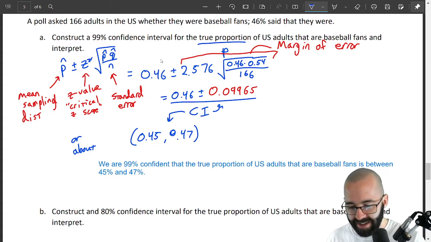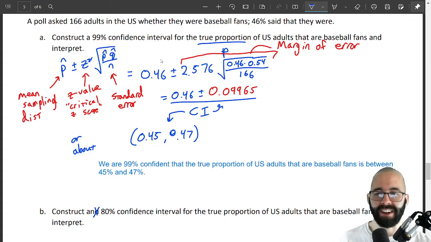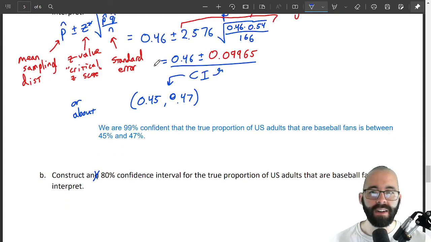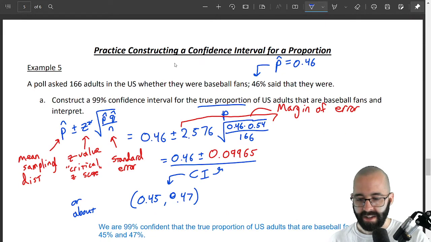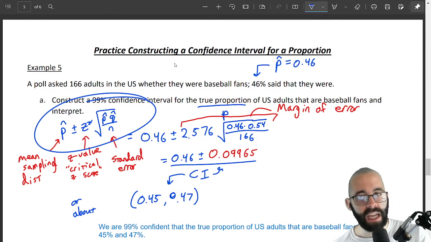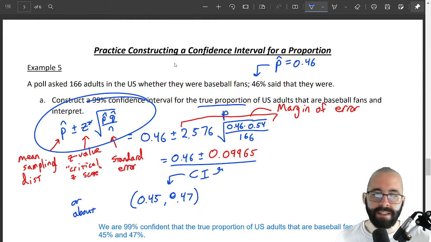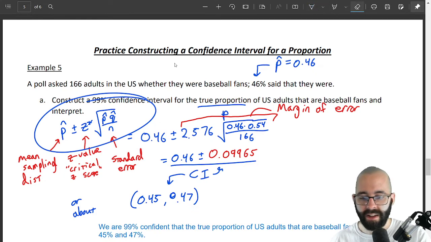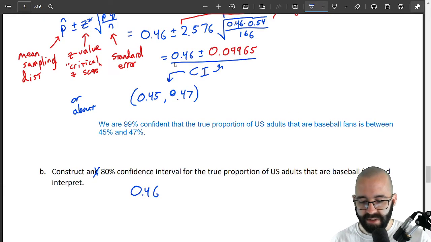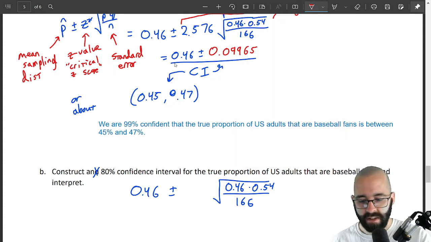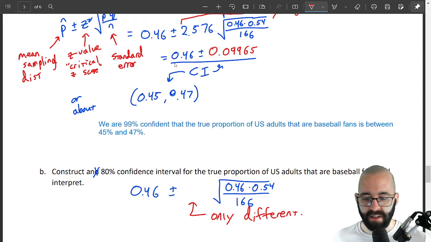All right, construct an 80% confidence interval. So it's almost the same, right? It's the same formula for confidence intervals. Same p hat, that's our mean in the sampling distribution. Same standard error. But the z-score, that critical z-score, is going to be different. So it's still 0.46 plus or minus something times the square root of all this. The only difference is that critical z-score for 80% confidence level.